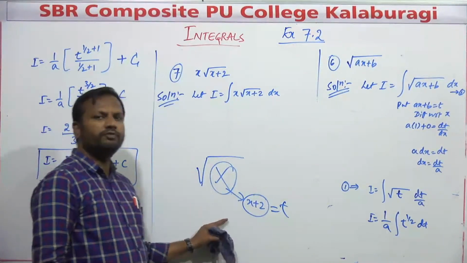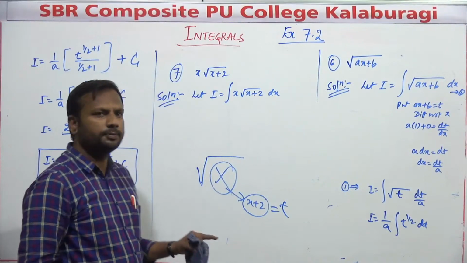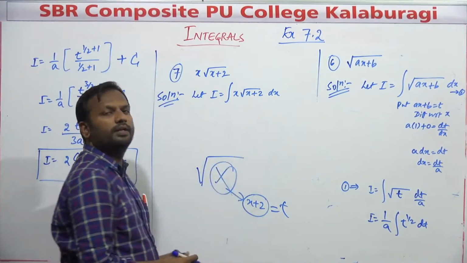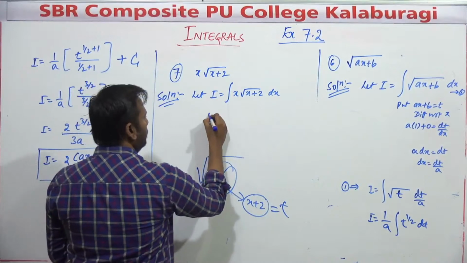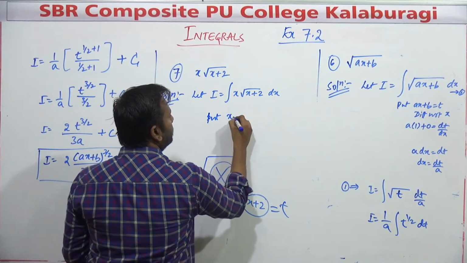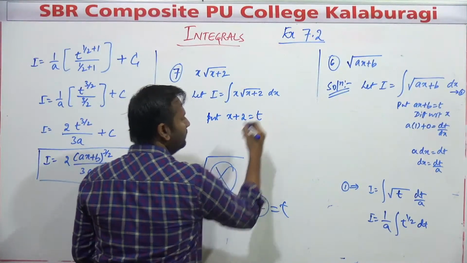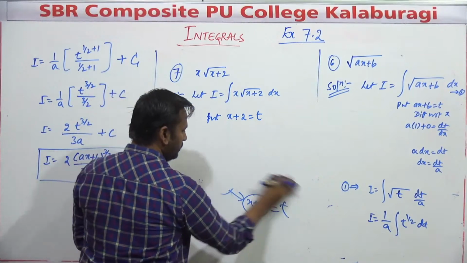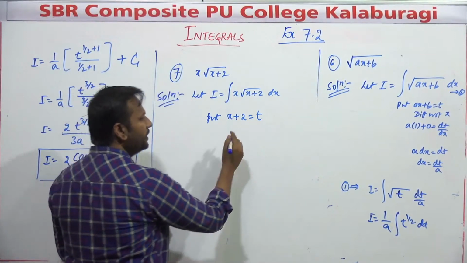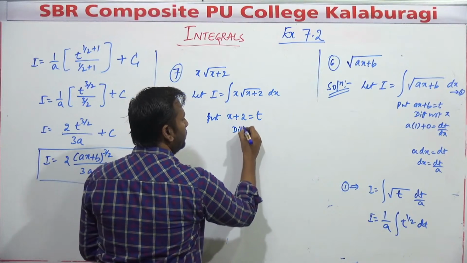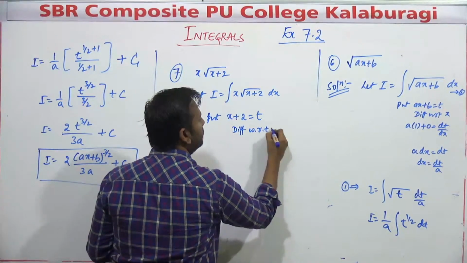If it is of composition form, for the inner function we have to make the substitution. What is the inner function here? The inner function is x plus 2. Put x plus 2 as t. Right? So now differentiate with respect to x.